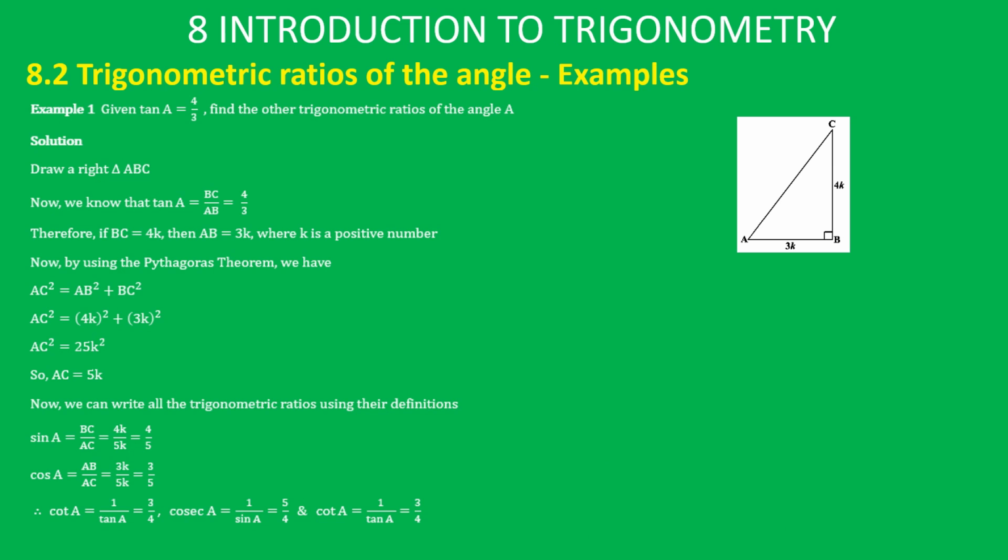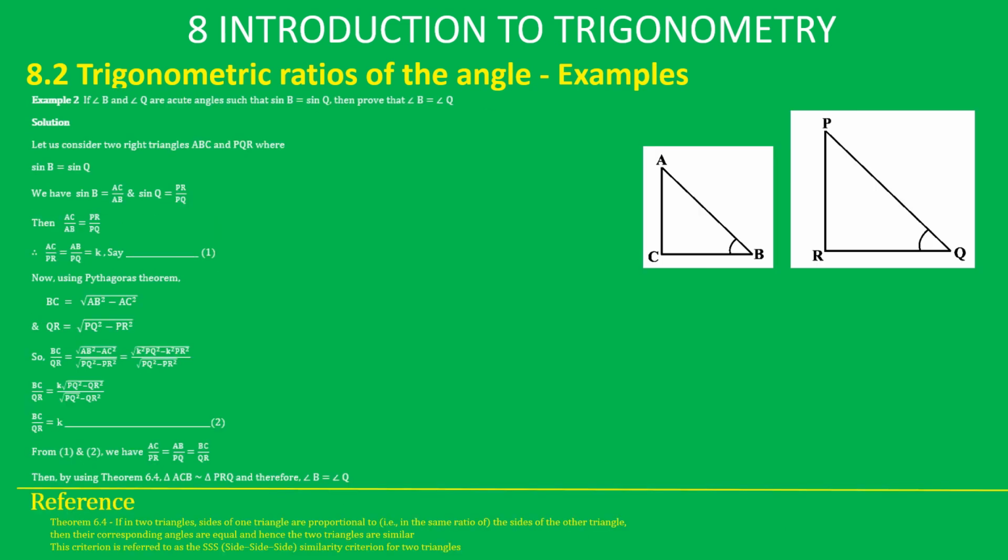We'll go to example 2. What is it saying? If angle B and angle Q are acute angles, acute angles meaning less than 90 degrees, such that sin B in triangle ABC is equal to sin Q in triangle PQR.